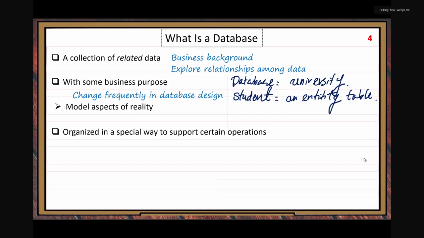Here, I'm talking about some general guidelines, because at the beginning, we cannot get into the details. Later, I will show you how to make good decisions when you do the database design. So organize your data in an efficient way. If you organize it in a bad way, then later when you apply operations on your data, it could be very slow.